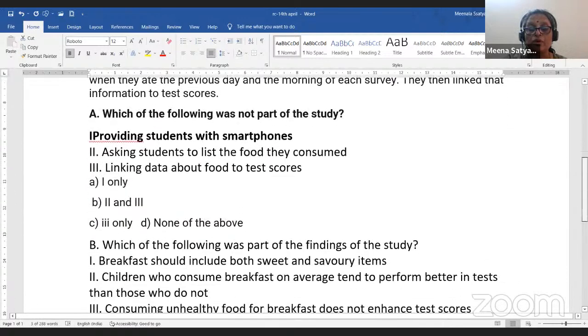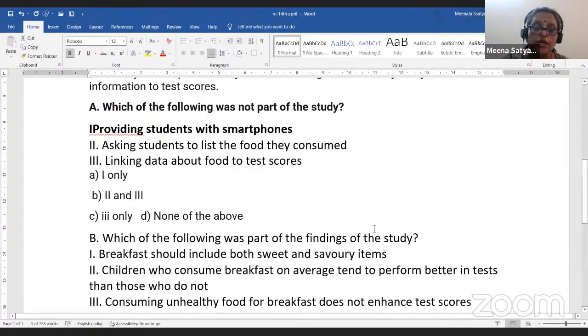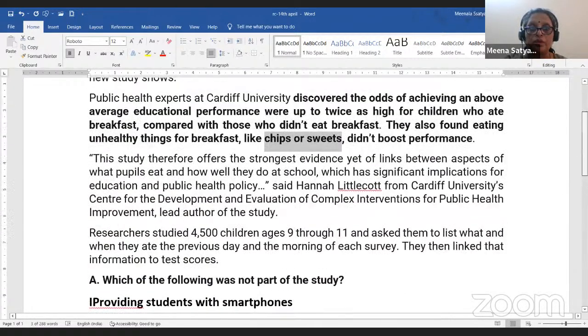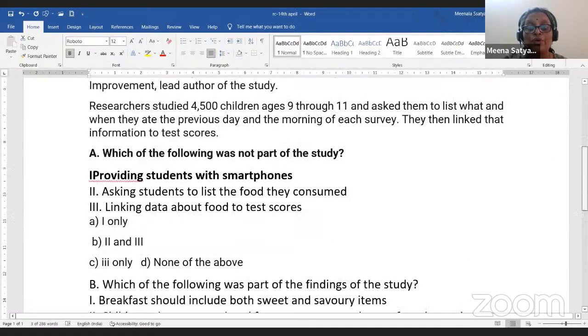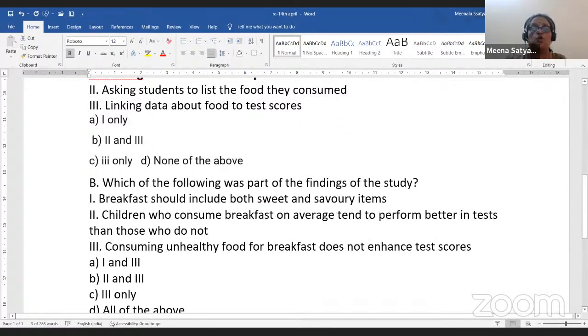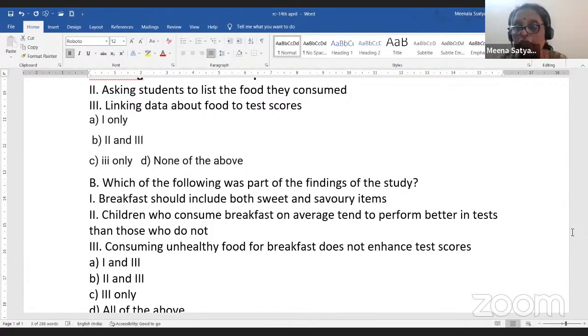So breakfast should include. Look at that. Let me repeat to you. They also found eating unhealthy things for breakfast like chips or sweets didn't boost performance. They never said they should include. Breakfast should include. Look at that usage of the word should. Should include both sweet and savory items. Children who consume breakfast on average tend to perform better. Consuming unhealthy food for breakfast does not enhance test scores, this thing.